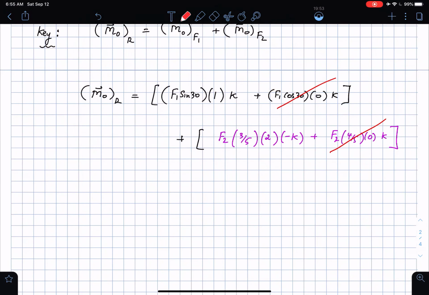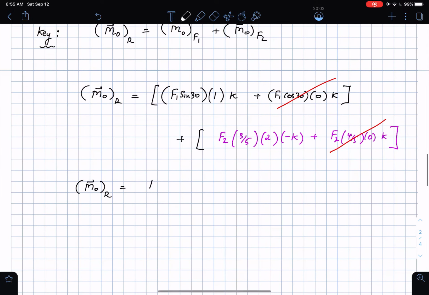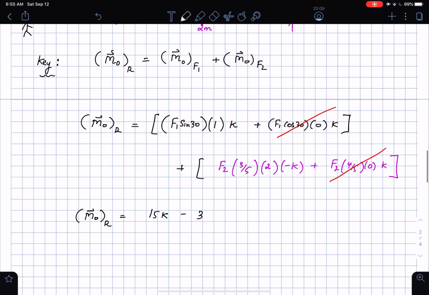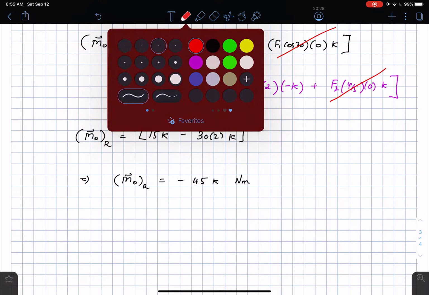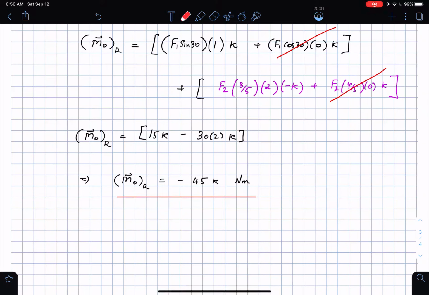And then if I do the resultant moment here, all I have to do is add up these two. This is going to be F1 sine 30, which we already wrote as 15. So this is 15k. And then this is going to be F2 times 3/5 was 30. So 30 times 2k. Which means that the resultant is going to be the algebraic sum of these two. It's going to be minus 45k. Important is the units, Newton meters. So which tells me that the resultant of these two is a moment that is directed along the negative z-axis.